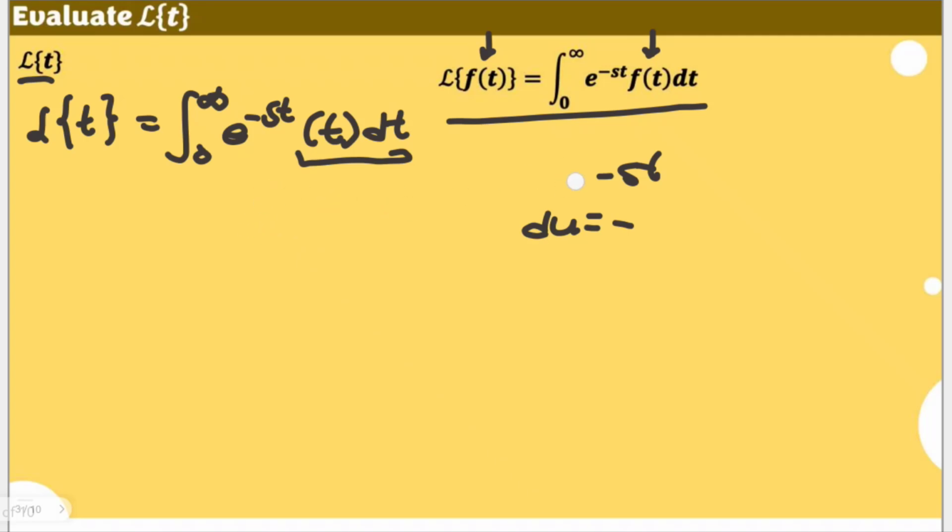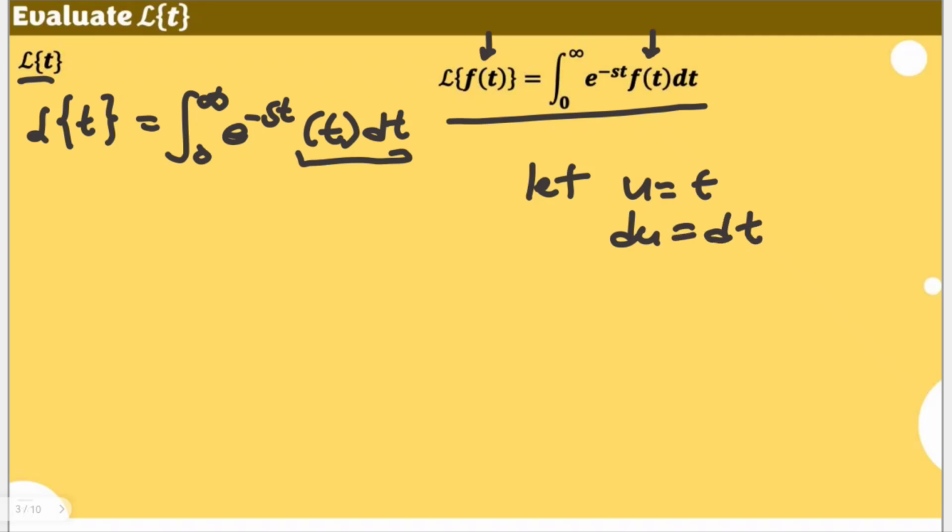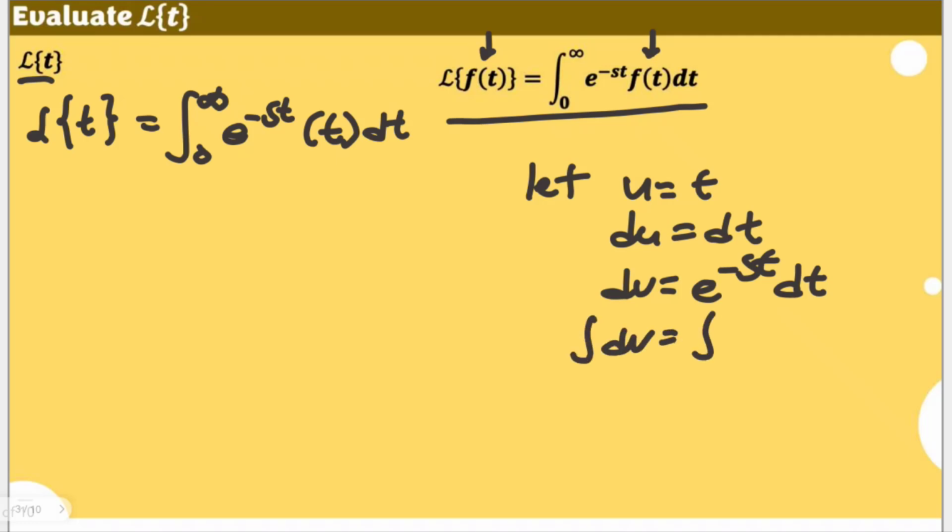So integrating by parts, we are going to let u be equal to t. That would mean du is dt. So that would mean this together with dt here would be our dv. So we'll have here our dv is equal to e to the power of negative st dt. So by integrating dv, you're integrating e to the power of negative st dt.